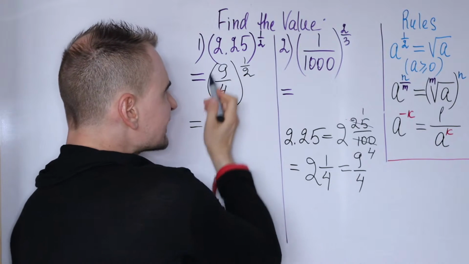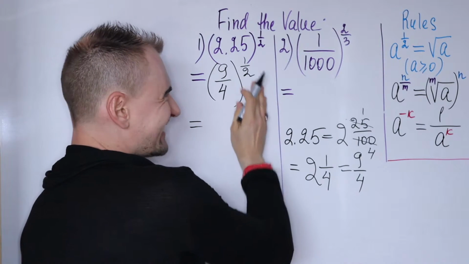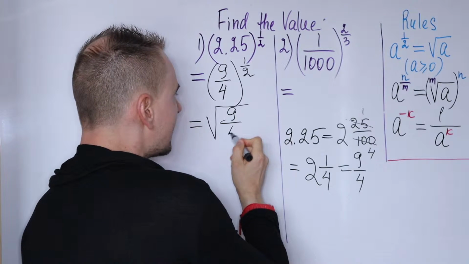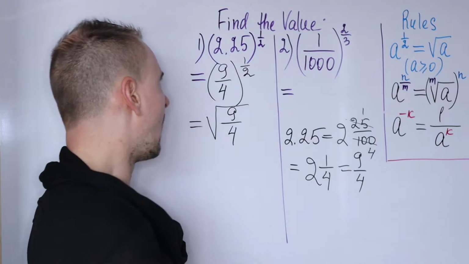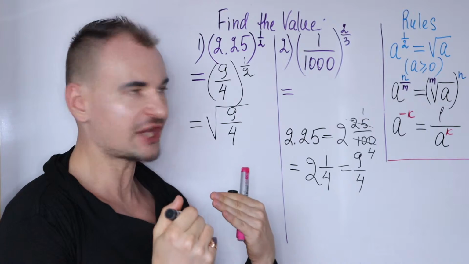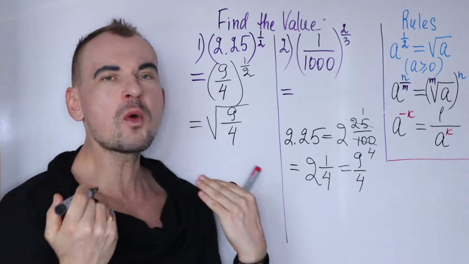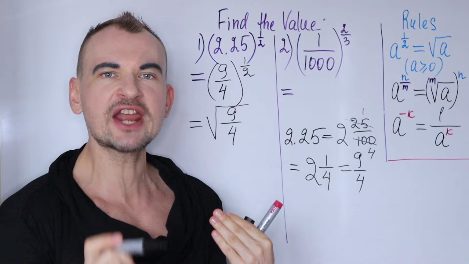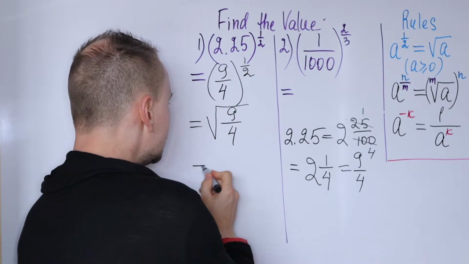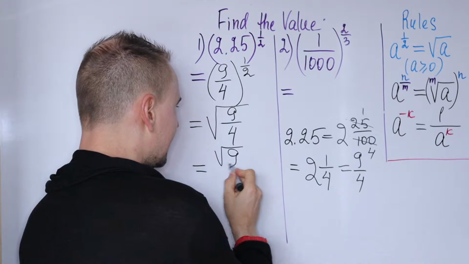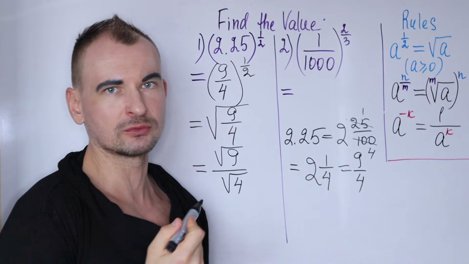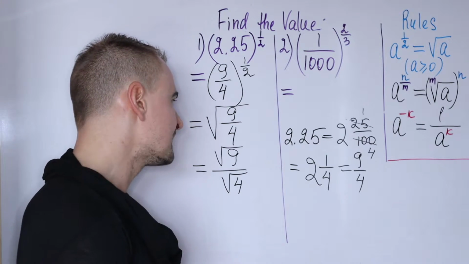Now, since at this point you are given just a half power, it simply means the square root of 9 over 4. And be careful, this root has to be taken from the entire fraction, 9 over 4. And recall that when you take a square root of a fraction, you could simply break it down into 2 roots. You take separately the square root of the top and divide it by the square root of the bottom, the square root of 4 in this case.